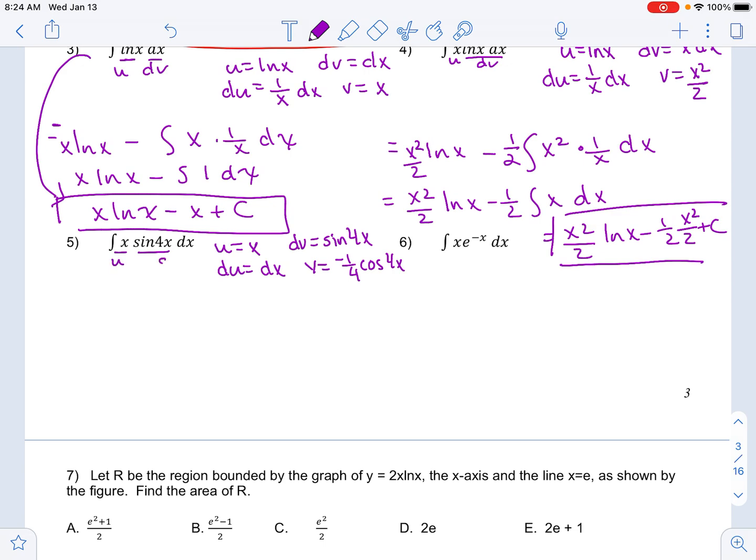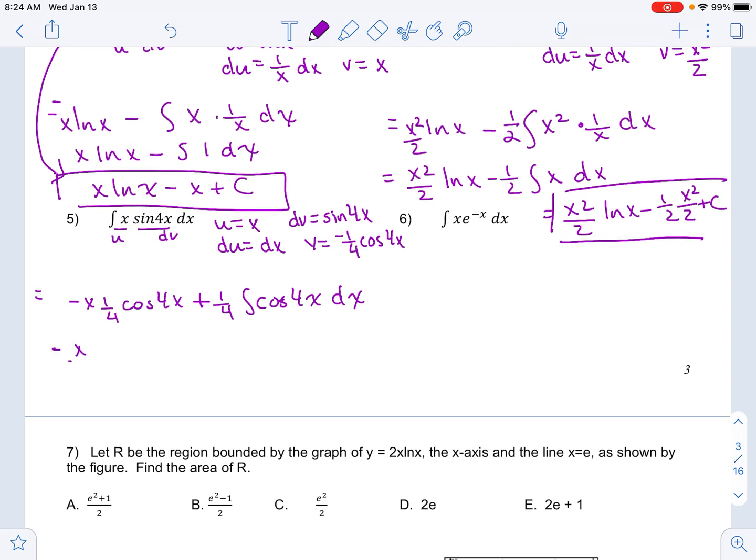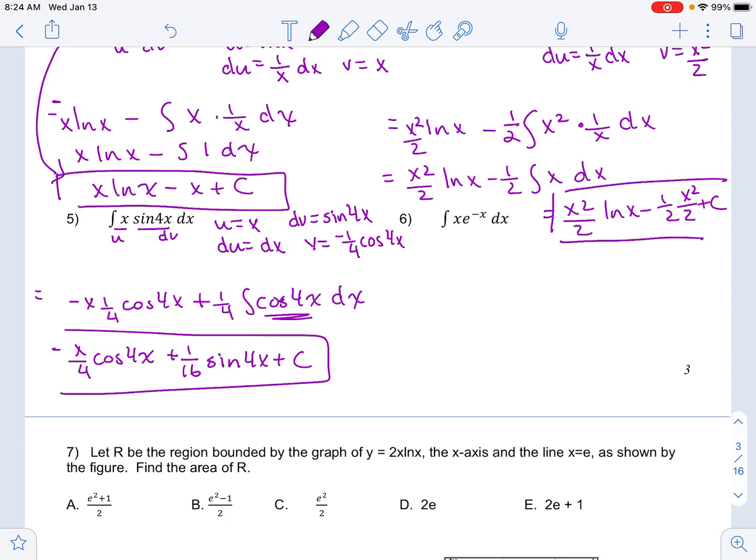So if we have something in the form u dv, the antiderivative is uv minus the integral of v, it's going to turn into a plus, du. And now I can go ahead and take the antiderivative of that second piece. Antiderivative of the cosine is sine, but again, your u is 4x, so you need another 1/4. So this is really going to become 1/16. And this is my antiderivative.